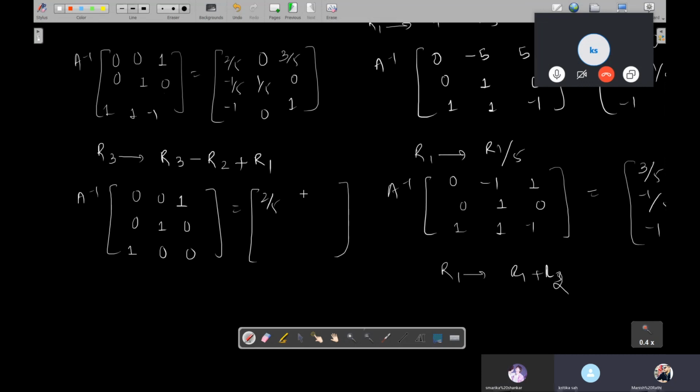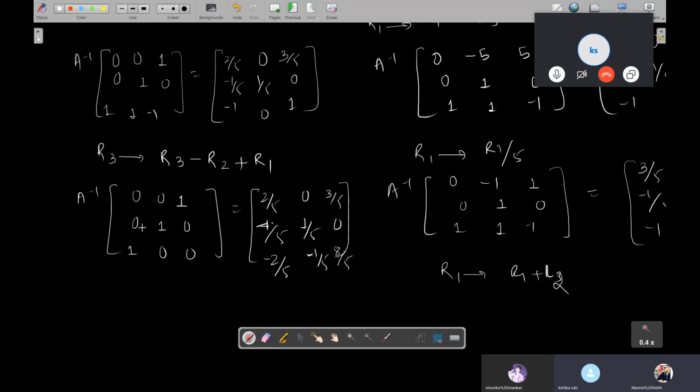2 by 5, 0, 3 by 5, minus 1 by 5, 1 by 5, 0. Add this R3: minus 1, plus 1 by 5, plus 2 by 5. So minus 1 plus 2 by 5 is minus 3 by 5, minus 3 by 5 plus 1 is minus 2 by 5. For this, minus 1 by 5, and for the last element, 1 minus 0 is 1, 1 plus 3 by 5 is nothing but 8 by 5.